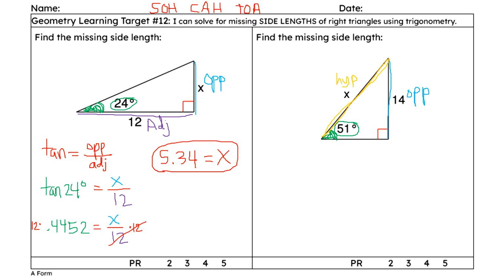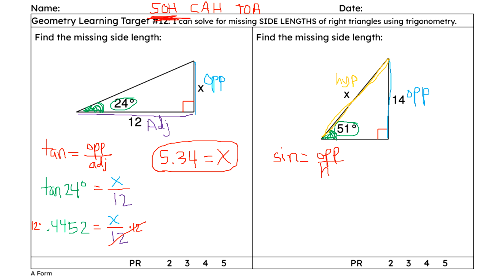So given my reference angle of 51 degrees, I'm looking for which ratio, is it sine, cosine, or tangent, that relates the opposite and the hypotenuse together. So that would be O and H. There it is, it's got to be sine. Sine is the ratio that relates the opposite to the hypotenuse of a right triangle given a reference angle. So I'm going to need to use sine, and sine is opposite over hypotenuse.